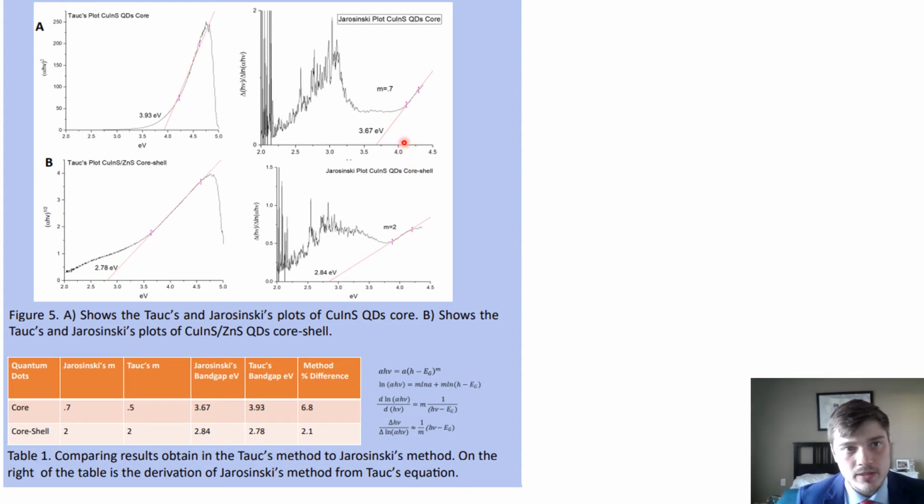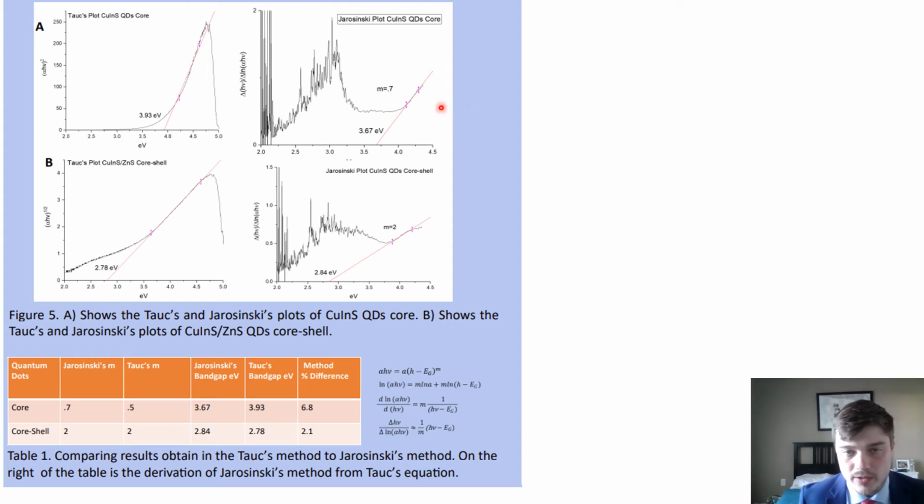So next we decided to perform a Tauc plot and Yadolinski's plot on our absorption spectra data. If you're not familiar with Yadolinski's method, the derivation for it is down here. This is the equation you typically see when you perform a Tauc plot. Yadolinski takes this equation, performs a natural log on it, takes a derivative, and then takes the inverse of that. This method is also referred to as the inverse logarithmic differential method, or ILD for short.